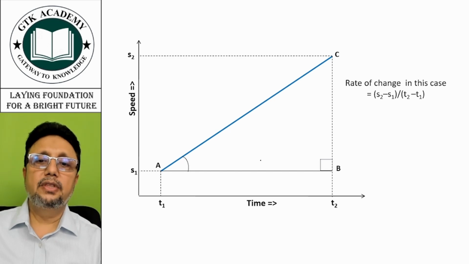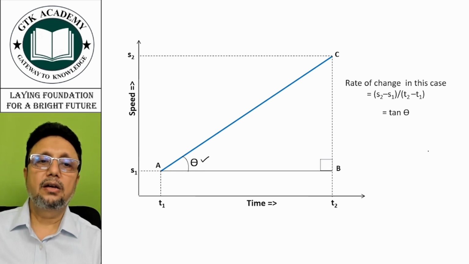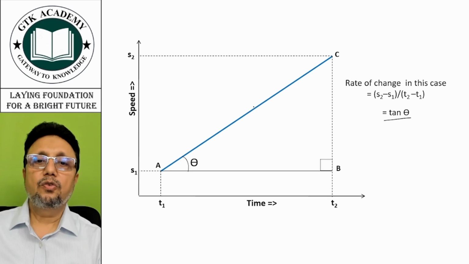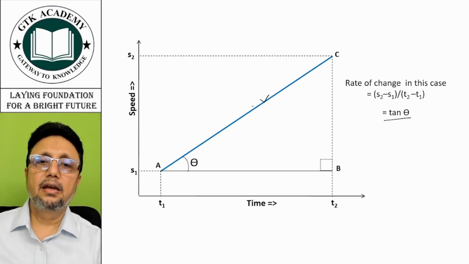Again, if this angle is theta, then what will be BC upon AB? That will be tan theta. So the rate of change in this case is S2 minus S1 upon T2 minus T1, which is equal to tan theta, which is the slope of this straight line.